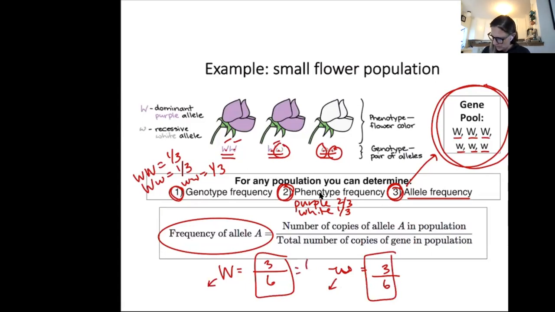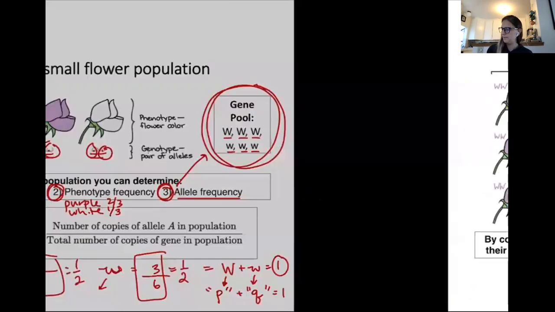And what you'll notice, hopefully, is that those, when you add them together, are always going to equal 1. So the dominant allele plus the recessive allele is always going to equal 1. All right. And what we're going to see is that the dominant allele, we're going to be calling that P. And the recessive allele, we're going to be calling that Q. So P plus Q is always going to be equal to 1.